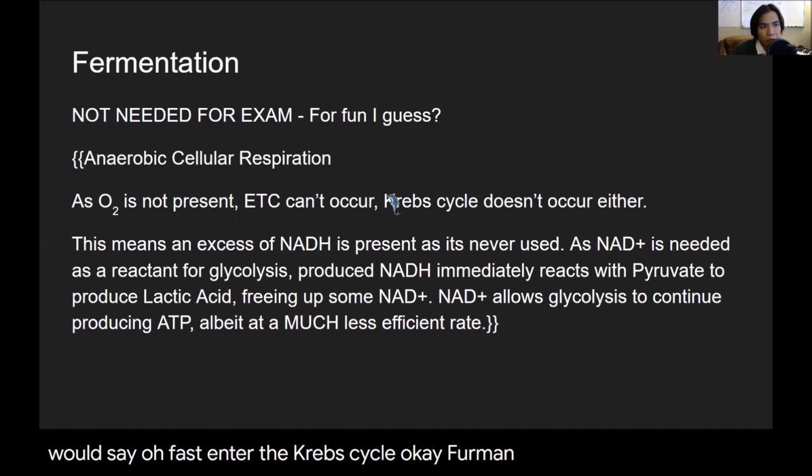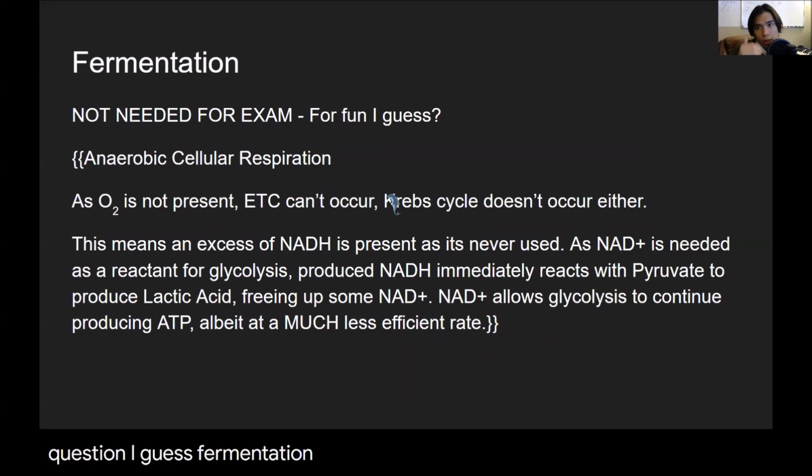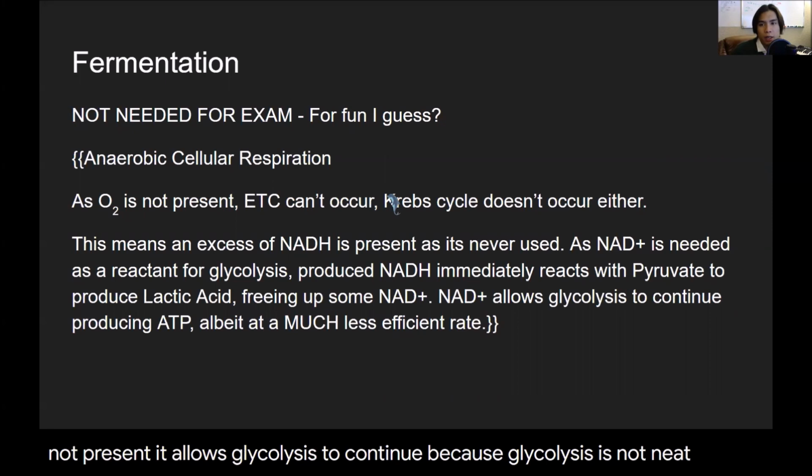Okay, fermentation. I only talk about it, but I really don't think you'll be tested on it. But they might give you a trivia question, I guess. Fermentation is a process that is used by a cell when oxygen is not present. It allows glycolysis to continue because glycolysis does not need oxygen.